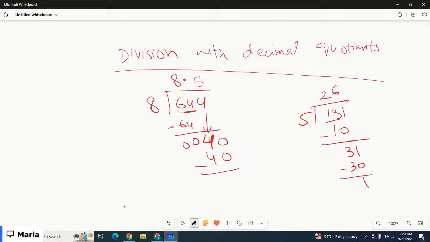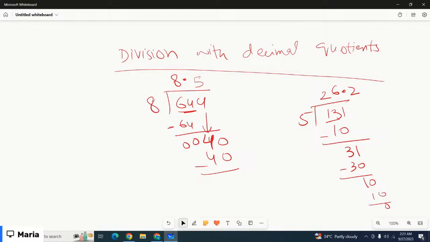Now you have to put a decimal point over here and 0 over here. And 5 times 2 makes 10, right? So that is 26.2, right?